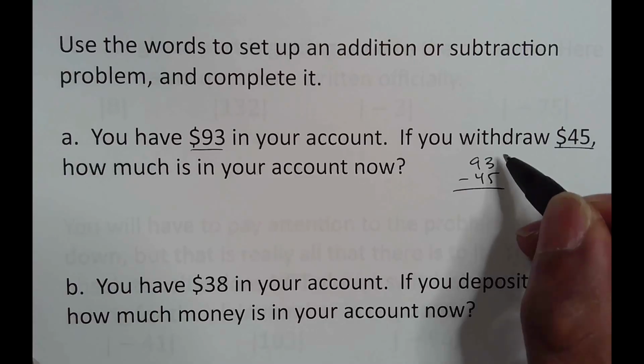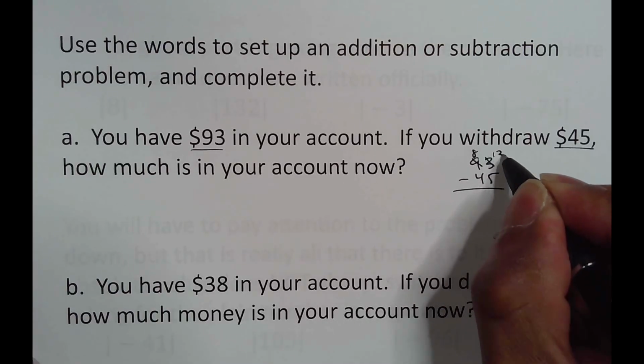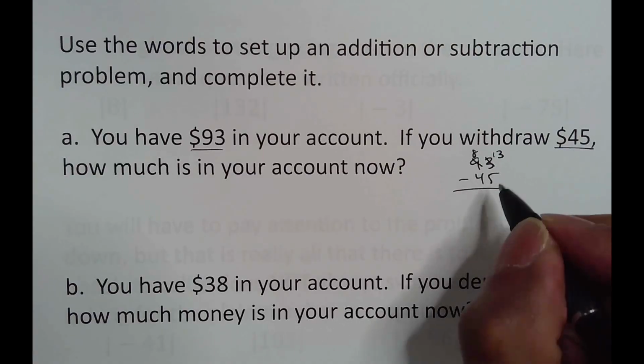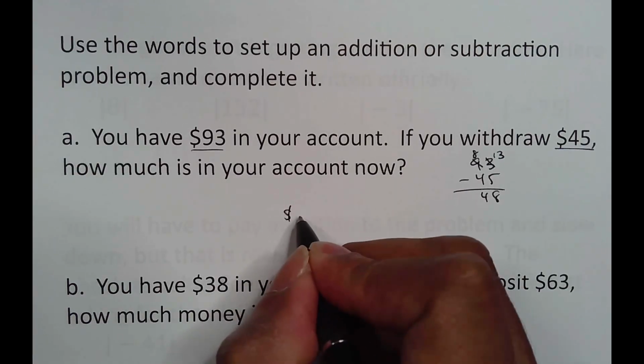Again, you cannot do 3 minus 5. So you must borrow from the 9, turn it into an 8, turning 3 into 13. 13 minus 5 is 8. 8 minus 4 is 4.